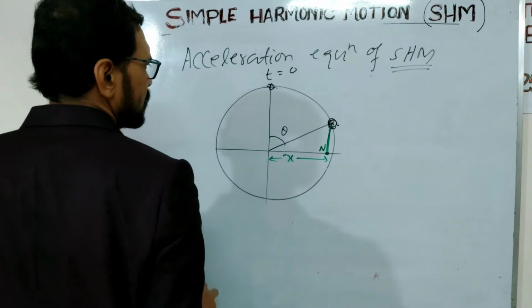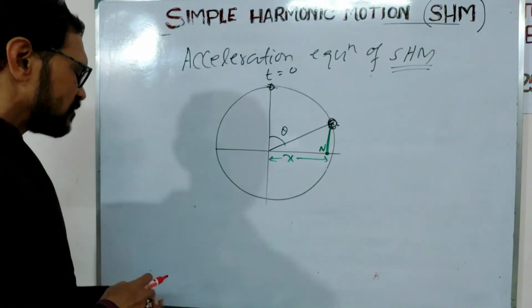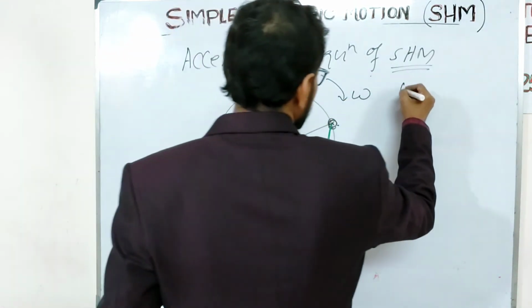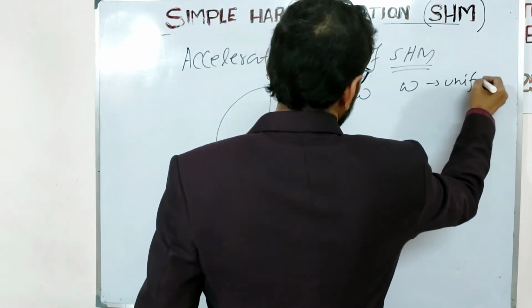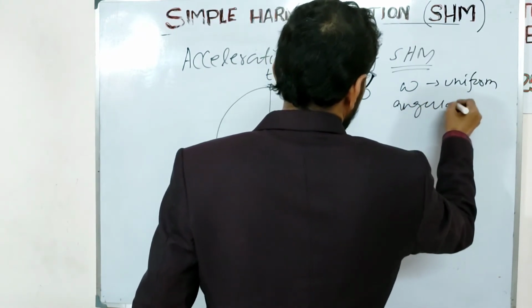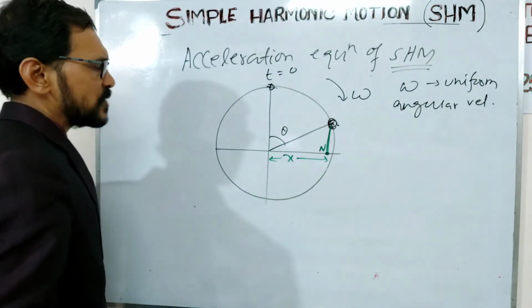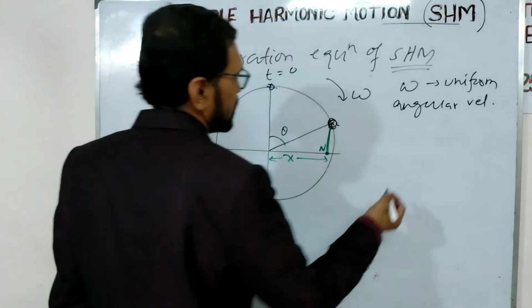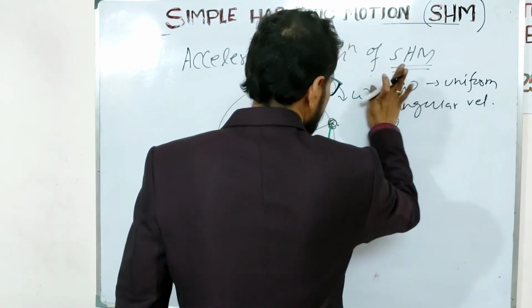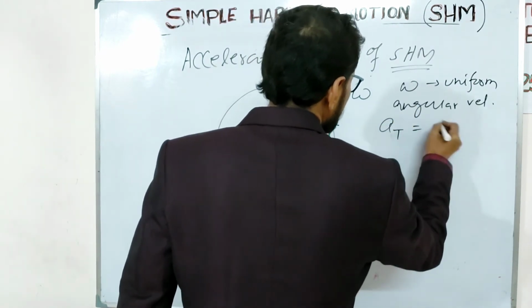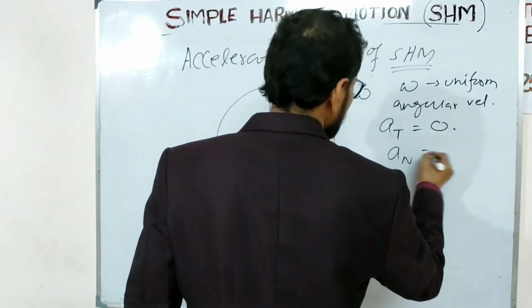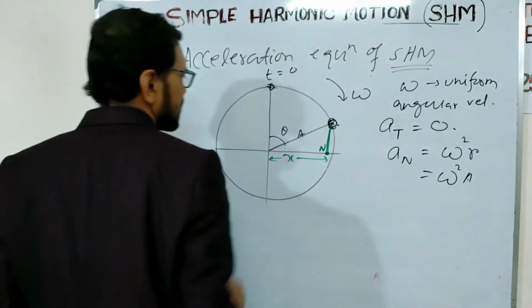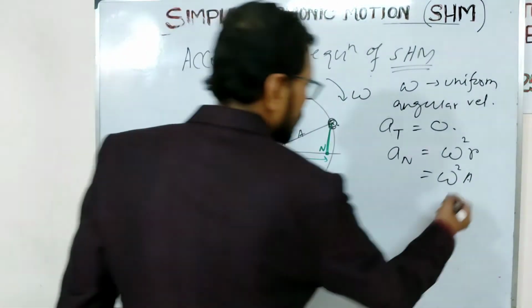Now in circular motion, what is the acceleration of the particle? The particle rotates with uniform angular velocity omega. So if the particle rotates uniformly, then its tangential acceleration is 0. But there is a normal acceleration whose value is omega square r. Here r is a. We take this r as a. So normal acceleration is omega square a.